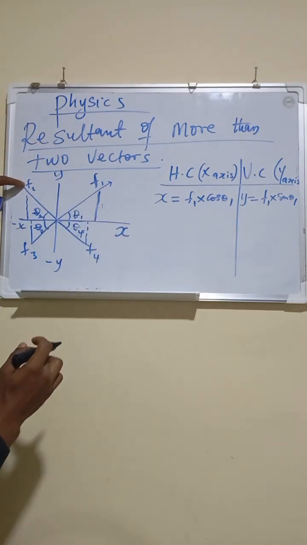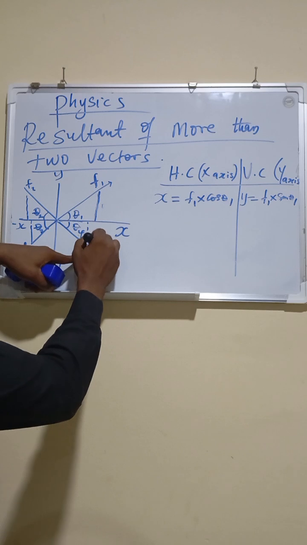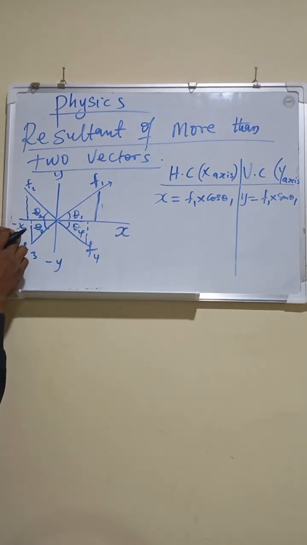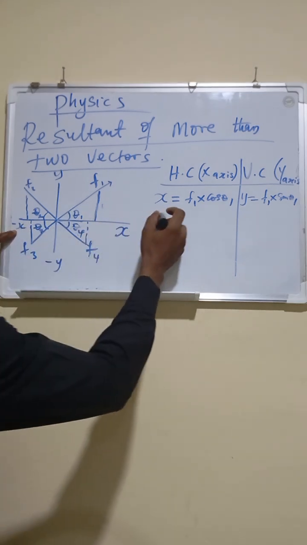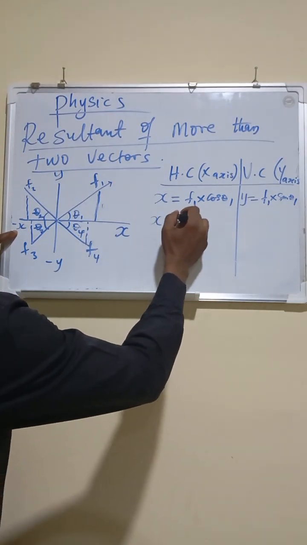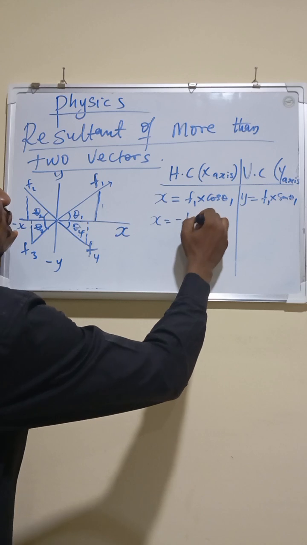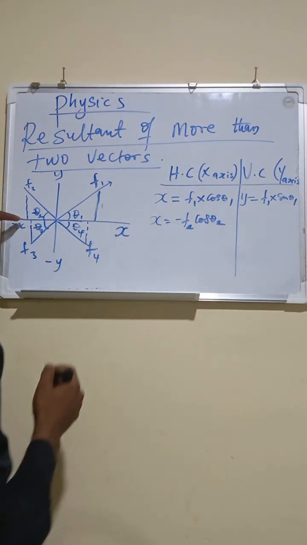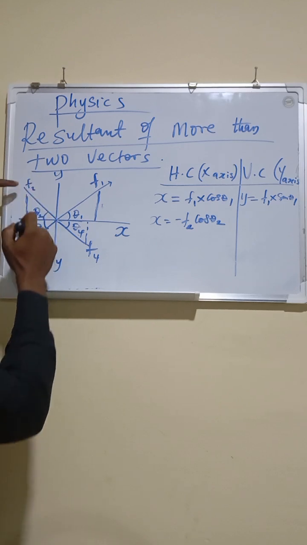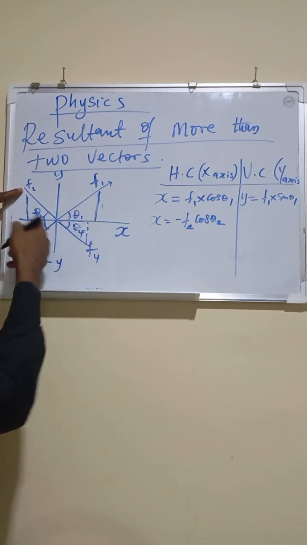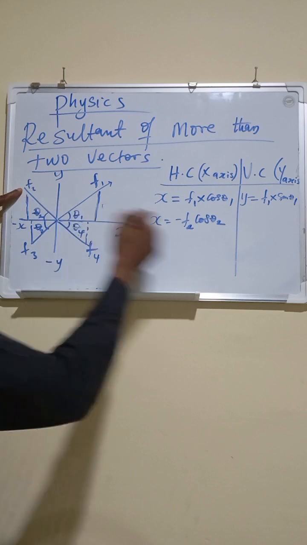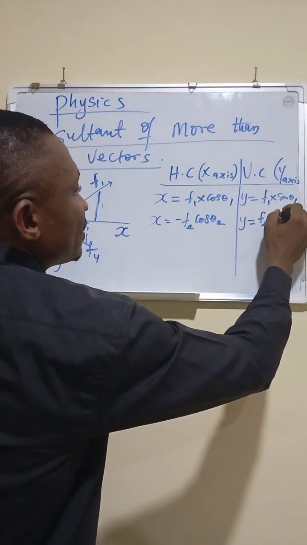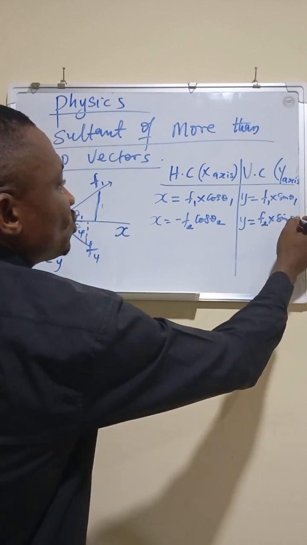We will do the same for F2, F3, and F4. But in this case, when you come to this side, it will be negative. So here our x will be minus F2 cos theta 2. On this side, y is still positive. Here x is negative and y is still positive, so our y will be F2 times sine theta 2.